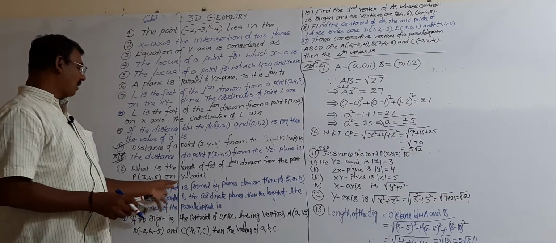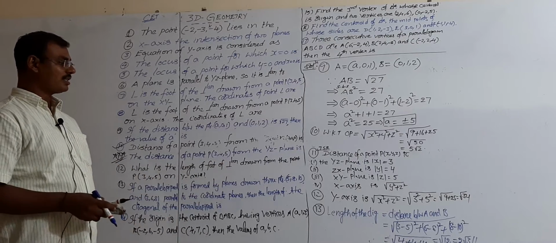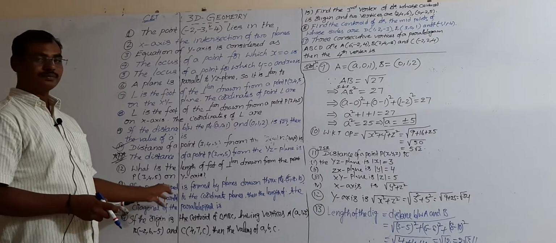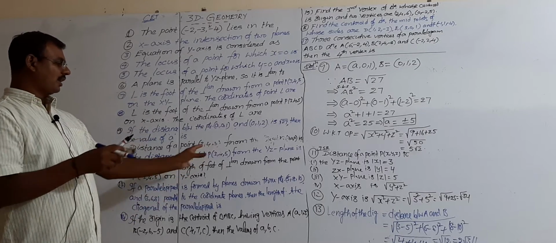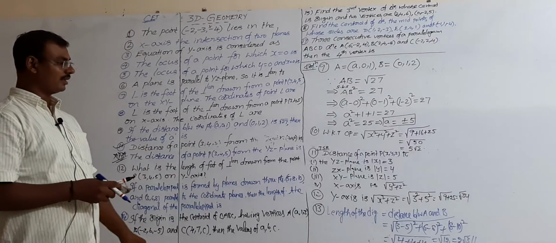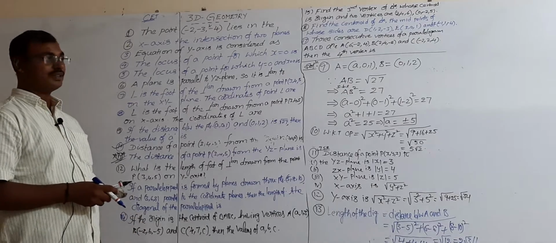So the length of the diagonal is equal to what? The distance between 2 points, only AB. Applying that formula, we get the answer. The 13th question, okay? Looking at the diagram, we can understand that the diagonal is nothing but the distance between 2 points, that is the length of the diagonal. Shall we go to the 14th question?